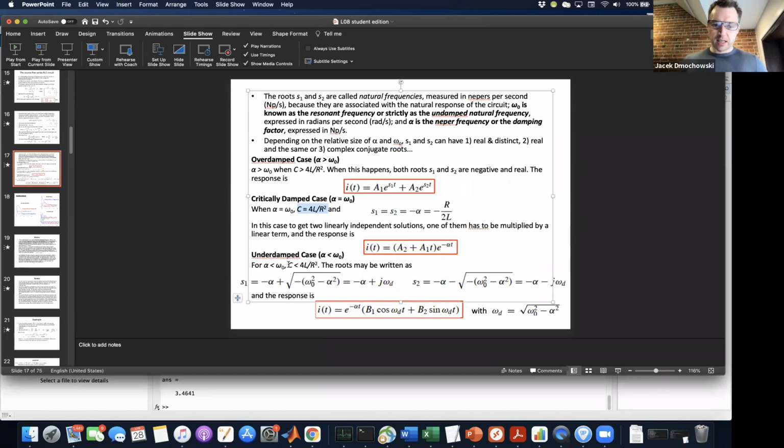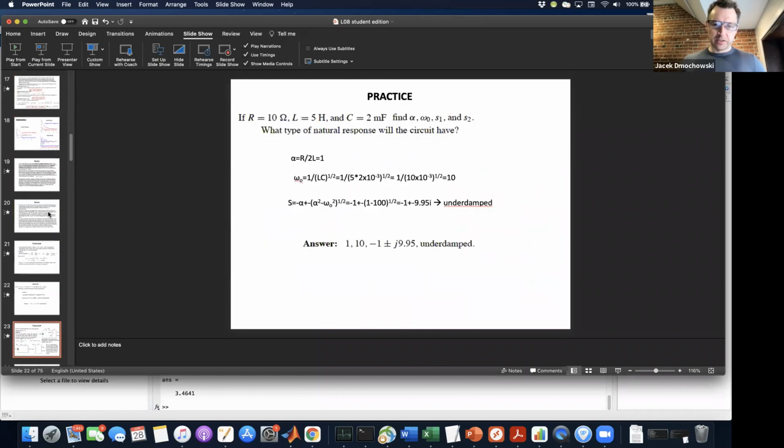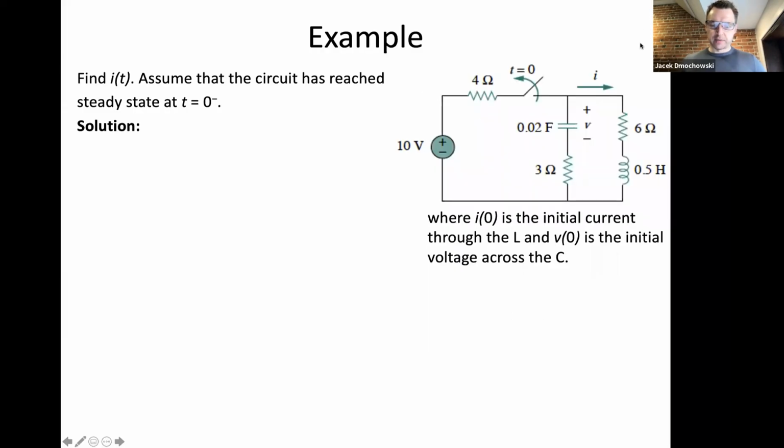And then the third and last case is where the capacitance is smaller than 4L over R squared. Our polynomial in this case has no real solutions. It has only complex roots. In this case, we have oscillations in the solution for I, so we have a sinusoid whose amplitude is decaying exponentially. And we're going to do one of these examples right now. I'm going to skip over the easy examples, and we're going to move straight to this.